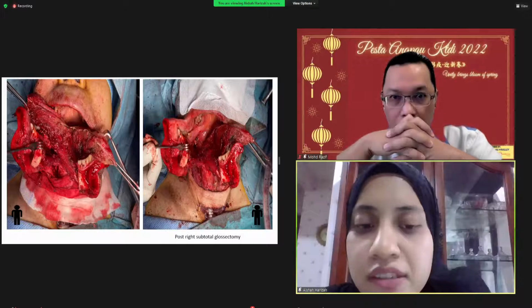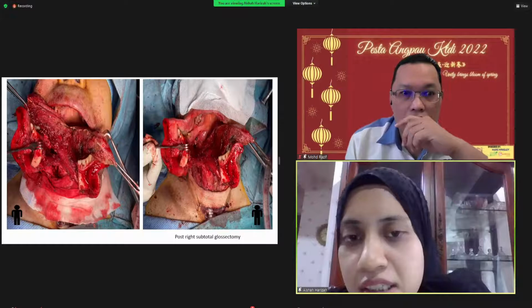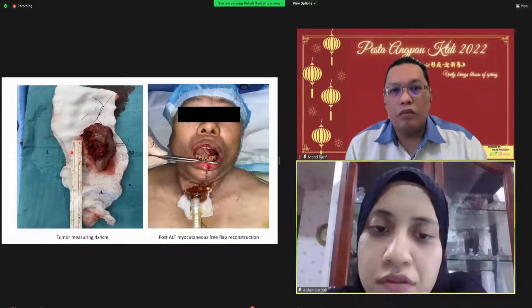Anterolateral thigh myocutaneous free flap reconstruction done. So you can see the skin is inside the oral cavity. We already closed the soft tissue, and this is the end product.